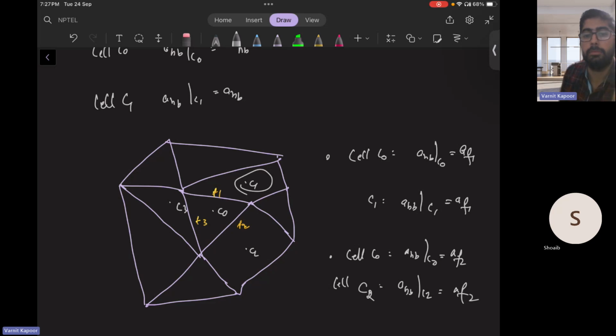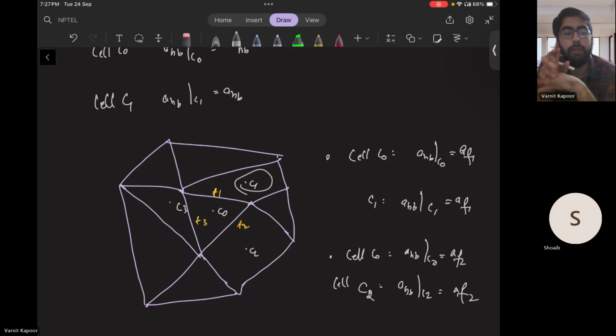So we see that the magnitude and sign of A and B are the same for both the cells. We are not changing because the phase is the same, sharing the same phase, and we are assigning the same value to both C0 and C1. Similarly, for F2 also, C0 and C2, we are assigning the same. And it's happening because we calculate A and B from this cell, and we go here.